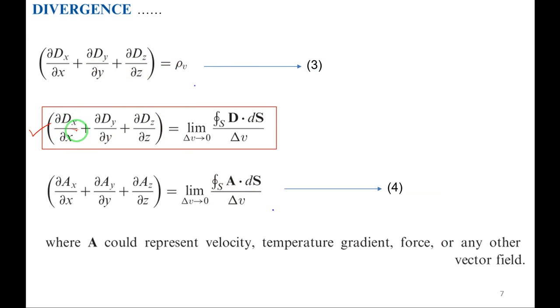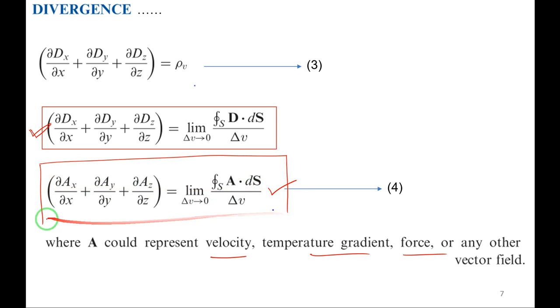It is not mandatory that we can apply divergence only for electric flux density. We can apply the divergence for velocity, temperature gradient, force, or any vector field. Please keep in mind, we can apply the divergence for any vector field. That vector can be the electric flux density or velocity or temperature gradient or force or any other vector field. So instead of D, we can replace by some other vector quantity, vector A. By using this equation, I can write dou by dou x of Ax, Ay and Az equal to limit delta V tending towards zero of the closed surface integral of A dot dS by delta V. We will take this general equation for defining the divergence.